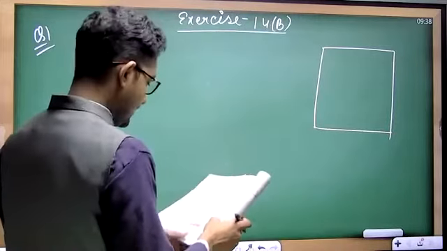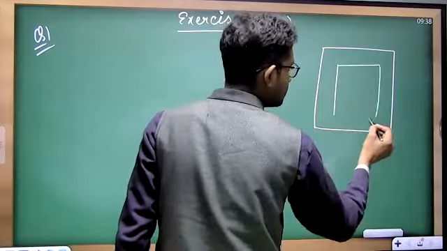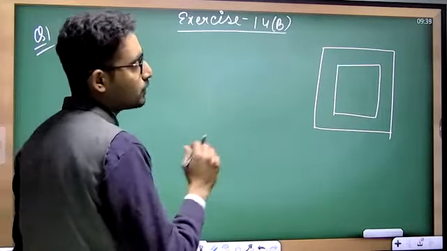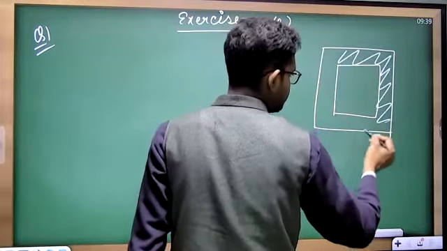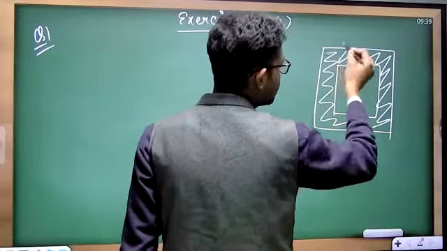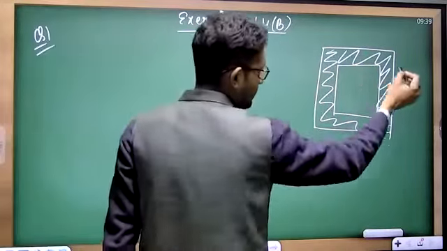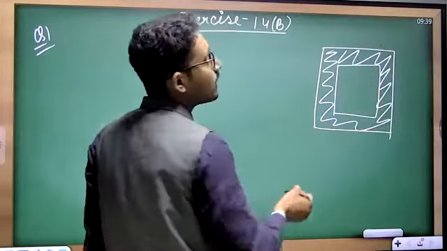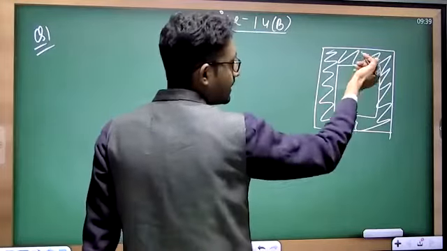Actually, this is a square, and in this square, another square is there. Check it properly. Very easy question. Two squares are there. Now we have to find out the area of the shaded portion. How to find out this shaded portion? If you observe, this is a bigger square, and this is a smaller square. So if I minus the smaller square from the bigger square, if I delete this square, then the remaining portion will come out.